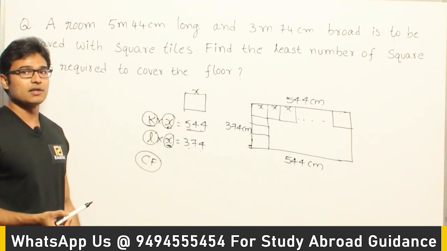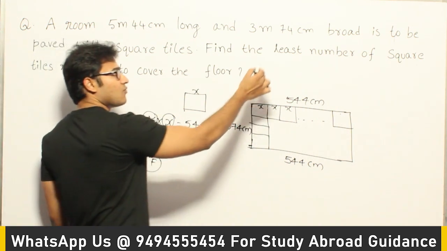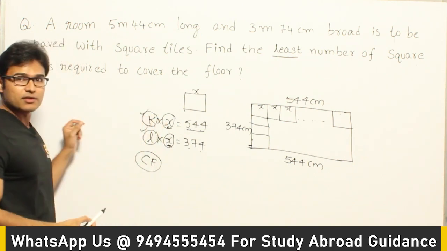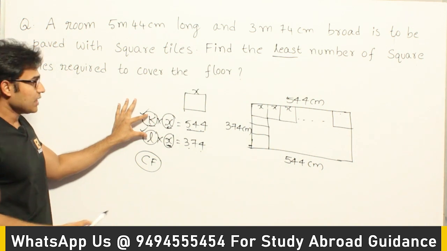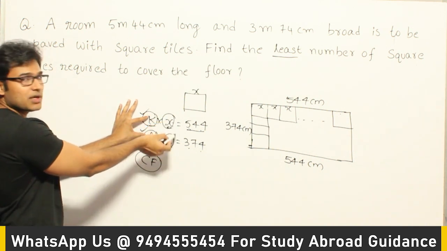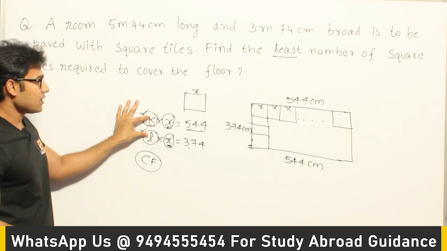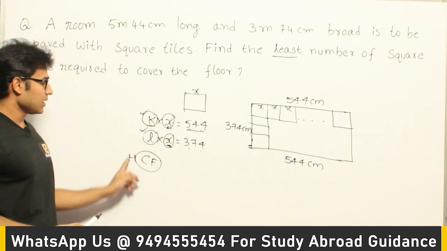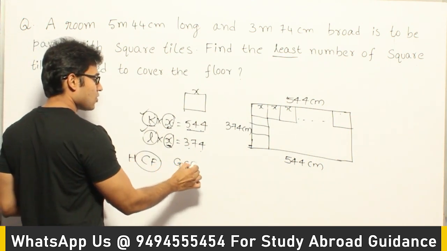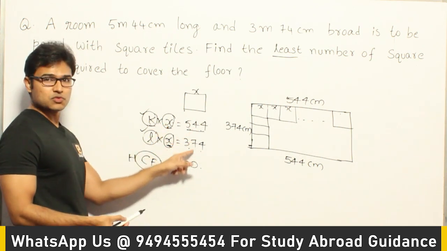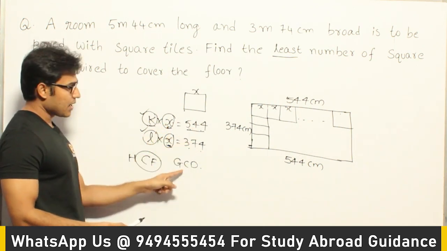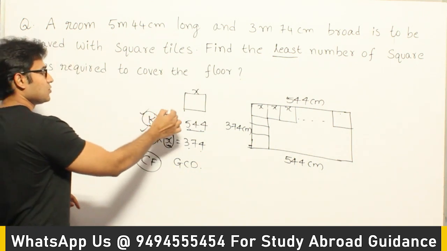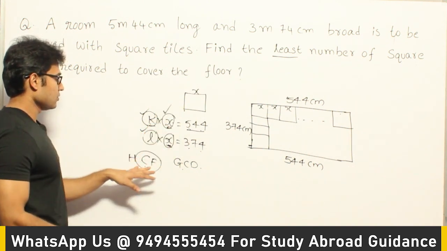So you could have taken anything, but there is one more requirement. See this, find the least number. Whatever numbers you choose here have to be least. If these numbers have to be least, this number has to be as high as possible. Therefore this x has to be the highest common factor of these two numbers, HCF, also called GCD, greatest common divisor, because x is a common divisor of these two numbers and it has to be as great as possible. So the value of x has to be the GCD or HCF of these two numbers.